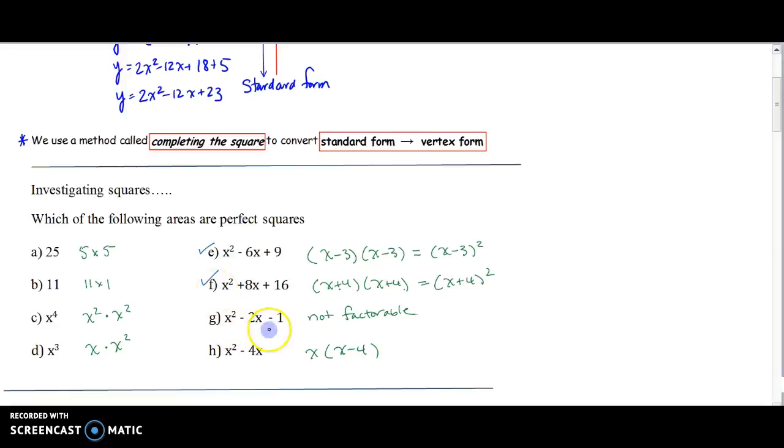This one isn't because of that -1. How can my two factors be the same when that's negative? That's impossible, so not a square. And this one isn't as well because this can only factor into a GCF of x multiplied by x minus 4. So one side is 4 less than the other, so not a square. So those are the only two quadratic squares we have here.